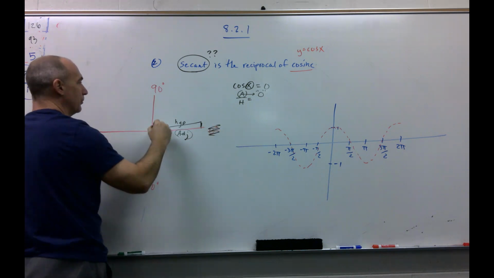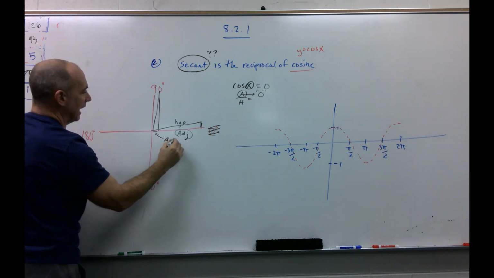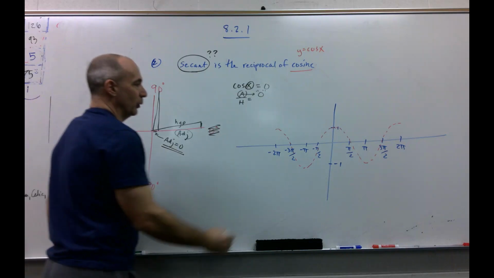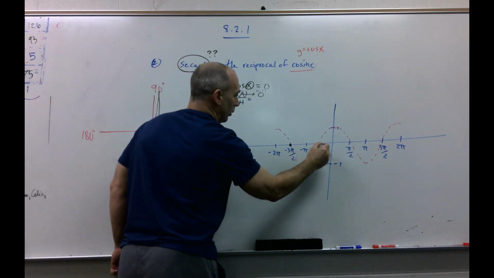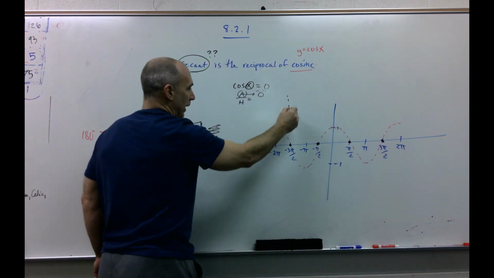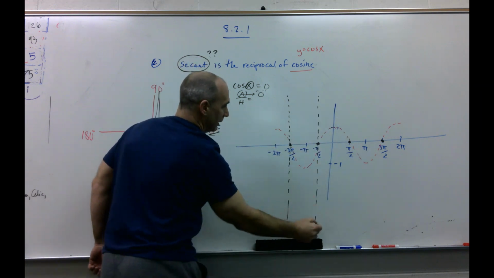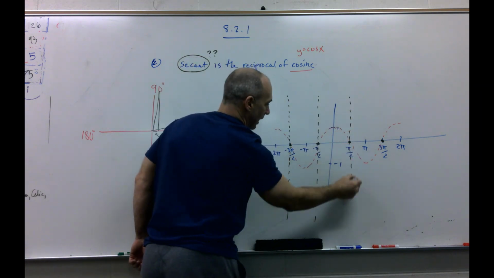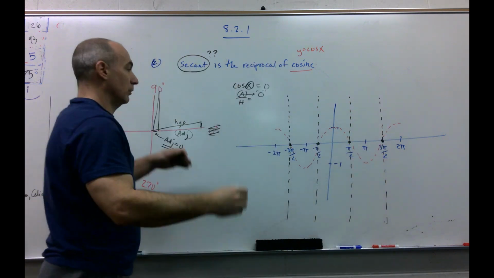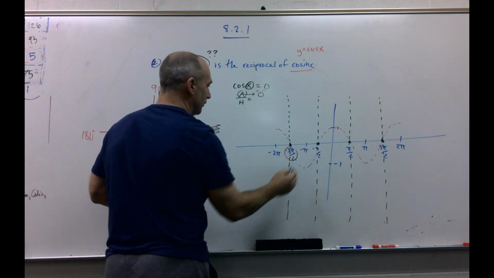If we go up to 90 degrees, there's my adjacent side. So my adjacent side at 90 degrees is 0. So we look at all of these zeros where cosine crosses the x-axis, and those define where secant cannot mathematically exist. It can't happen. It's not part of our domain. So let's check into that. So according to this, negative 3 pi over 2 can't exist.